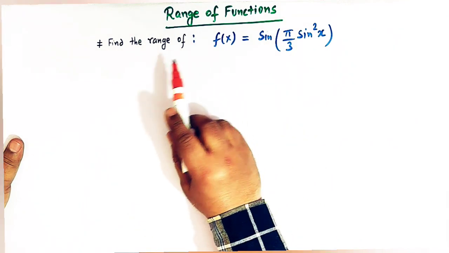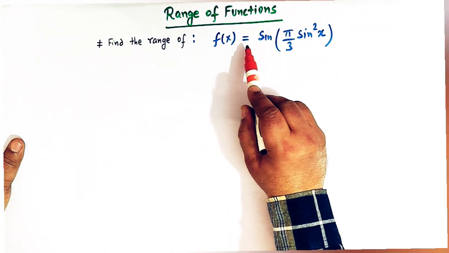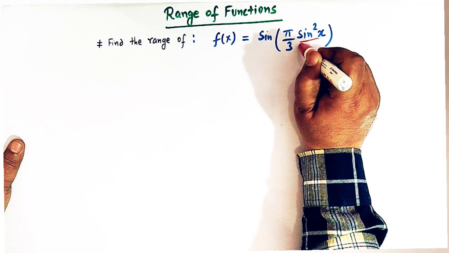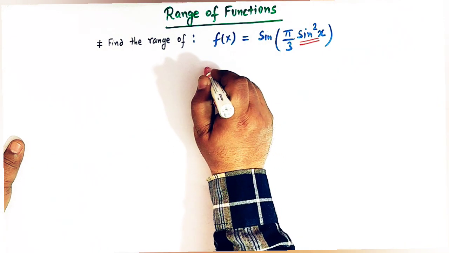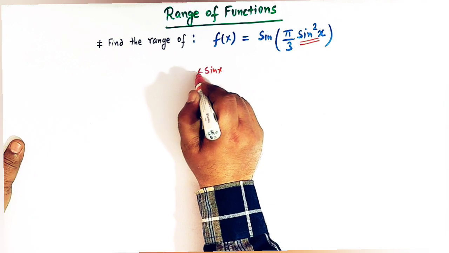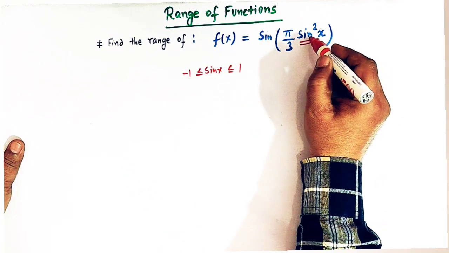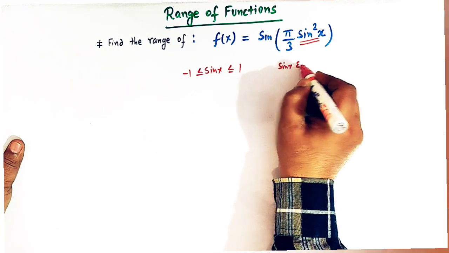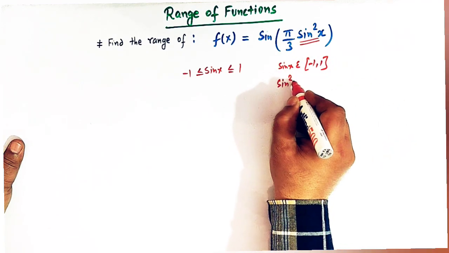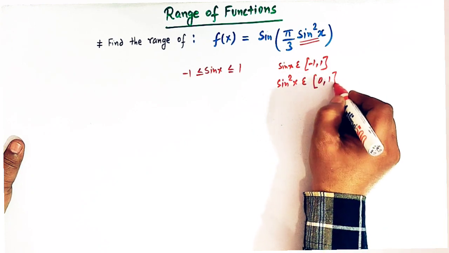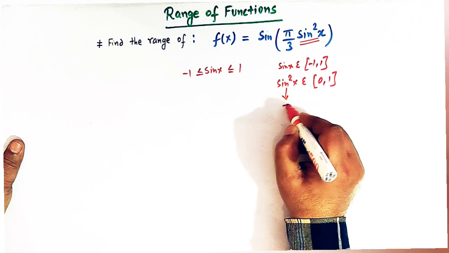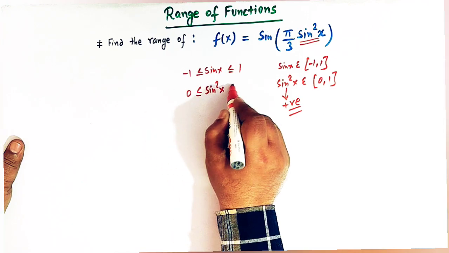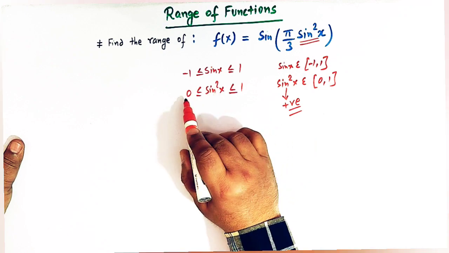Now let us consider this problem in which we have to find the range of the function f(x) = sin(pi by 3 sin square x). To get the range of this function, we'll start with sin square x. From trigonometry, we know that the range of the sin x function is from -1 to 1. When sin x belongs to the interval from -1 to 1, then sin square x belongs to the interval 0 to 1, because sin square x is a square term, so it is always positive. So sin square x lies between 0 and 1.